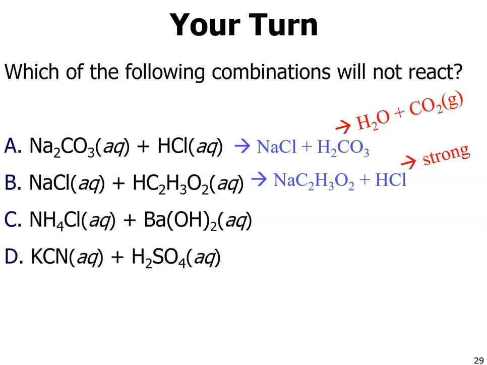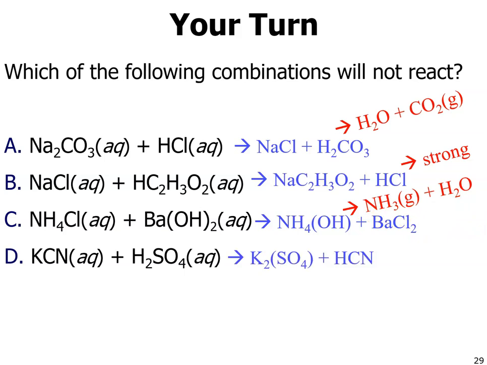This third one here is going to be ammonium hydroxide and barium chloride. And this one, if you remember some of those other compounds in that list, we're going to make ammonia gas and water. So this will be a driving force and push this reaction forward. And finally, potassium sulfate and hydrogen cyanide. Hydrogen cyanide is a gas, and that's going to be a driving force for this combination as well. So the only combination that was not going to go forward was B, because these are ions that stay in solution, and this won't drive the reaction forward.